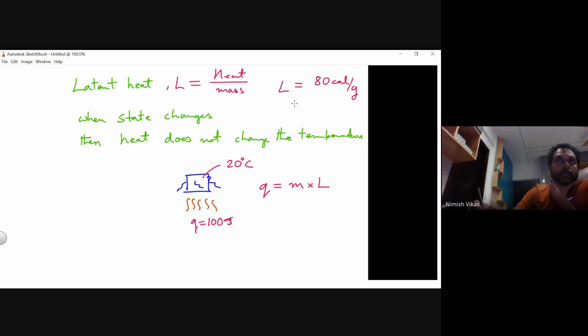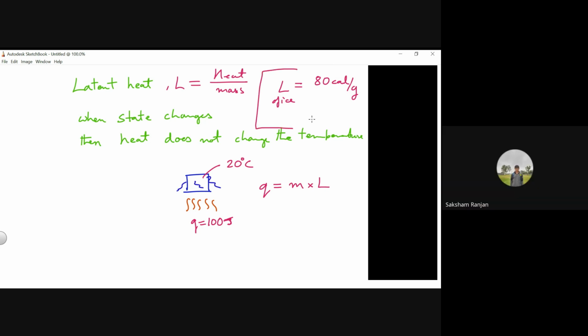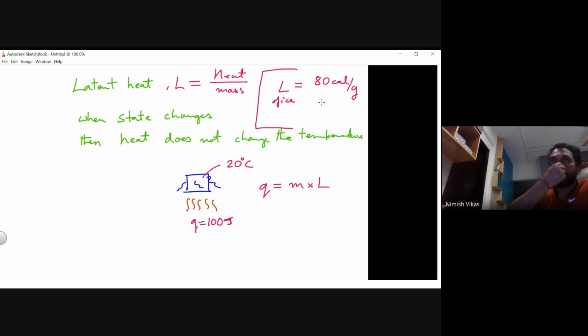Say latent heat of ice is 80 calories per gram, which is the actual value. So what does it mean? Yes, somebody? It means 80 calories is required to change the state of 1 gram of ice to 1 gram of water. So to change the state of 1 gram of ice to 1 gram of water, 80 calories will be required, which is pretty high heat. 80 calories multiplied by 4.18 gives something like 336 joules. Got the point, guys?